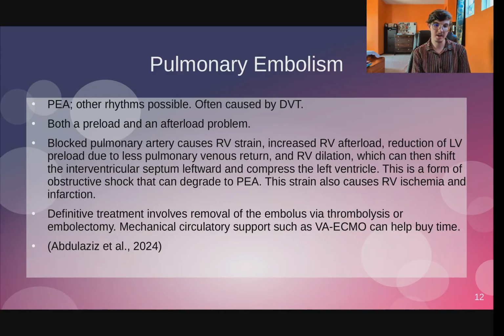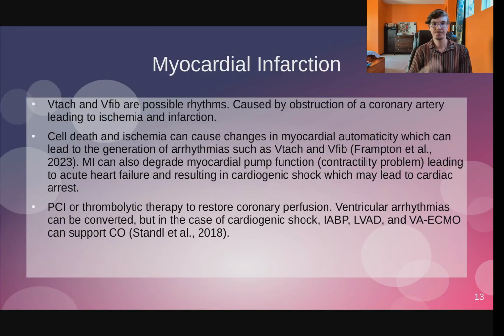The strain on the right ventricle can also cause right ventricular ischemia and infarction as well. Definitive treatment involves removal of the embolus via either thrombolytic therapy or actual mechanical embolectomy. Mechanical circulatory support such as VA ECMO can help buy time. And here's our next one, myocardial infarction. VTAC and VFib tend to be the more common rhythms with this. This is caused by an obstruction of a coronary artery that leads to ischemia and infarction of myocardial tissue.